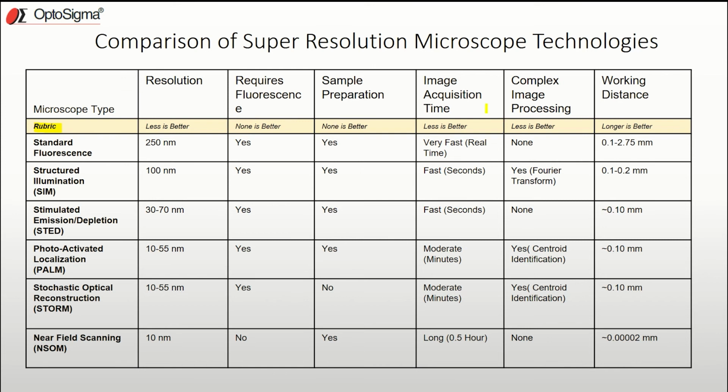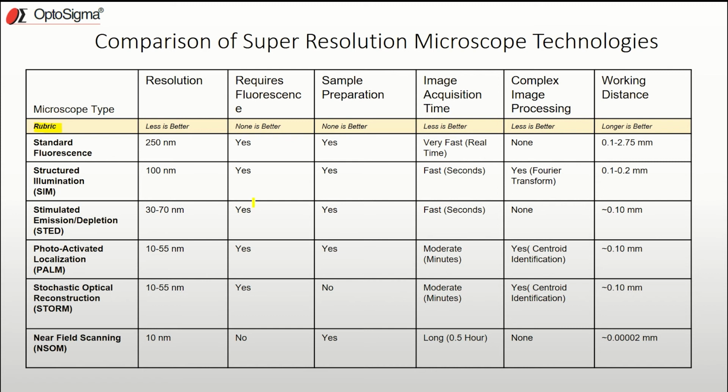The other thing to look at is image acquisition time. So basically, obviously, less is better. For standard fluorescence, for example, it has very fast real-time image acquisition, but some of these other ones can take quite a long time, and that's definitely a disadvantage. Additionally, you have processing right here, image processing. Standard fluorescence doesn't have any, stimulated emission depletion doesn't have any, but some of these do require more complex processing. And the last one, of course, is the working distance. Generally speaking, longer working distance is better.